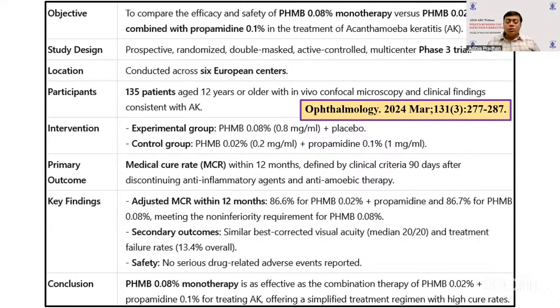0.08% was non-inferior to the standard therapy, with the added convenience of just one single drug. The failure rates between the two groups were the same, and no adverse drug events were noted. So this is currently a landmark trial because it has shown that just by increasing the concentration, you can adopt a monotherapy which is as effective as the combination therapy for treating AK. Obviously, we don't have this drug yet in our country, but there they have a GMP center manufacturing this for the trial. Let's hope that it gets commercialized and becomes available in our market as well.